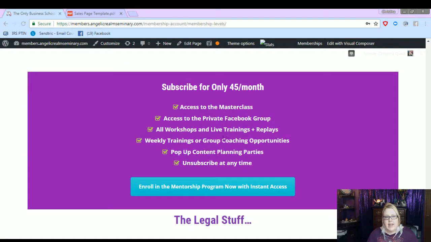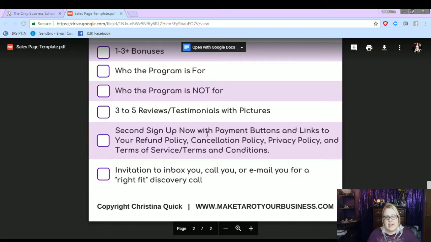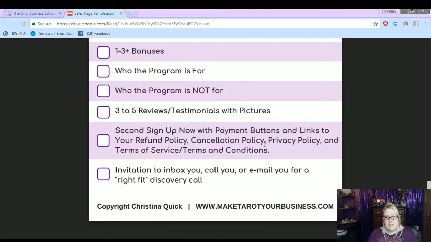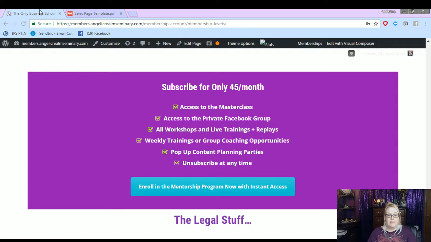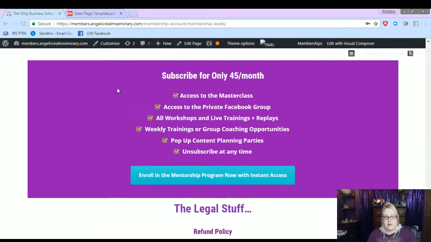And then again, you want your second sign up now with payment buttons and links. Again, repeat your refund policy and cancellation policy, especially if you're going to be taking PayPal, because you need to have all of this information on your sales page in case someone does a chargeback on you. The more proof that you can have that all this information was readily available at the time of sale, the better chance you're going to have of winning your case with them.